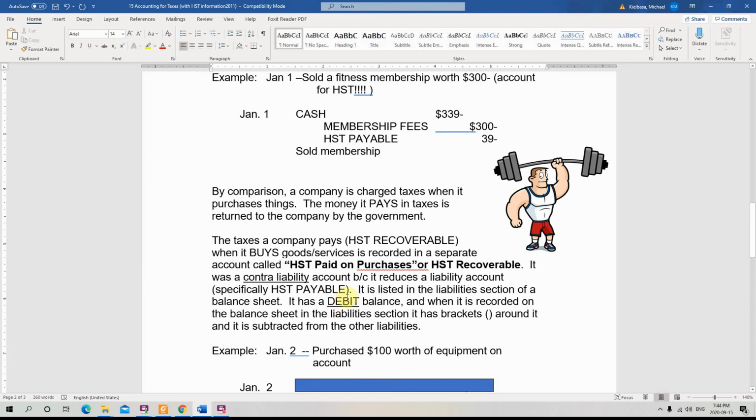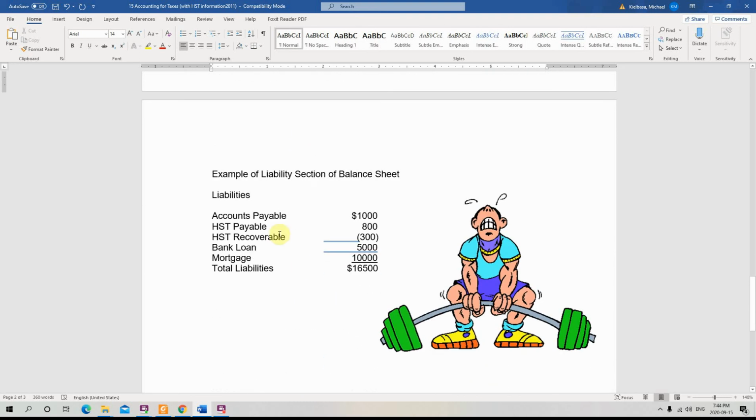So I'm going to scroll down a bit. So when we list it on a balance sheet, you're going to notice that these are all liabilities. HST paid on purchases, or HST recoverable or refundable, it's a contra liability. So it doesn't have a credit balance, it has a debit balance. So we're going to list it with all the other credit balances, but we're going to put brackets around it, and we're going to subtract it from all the other credit balances.